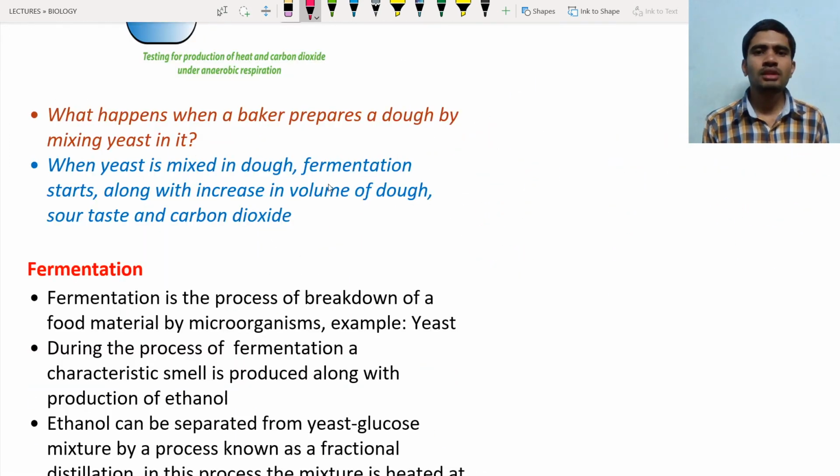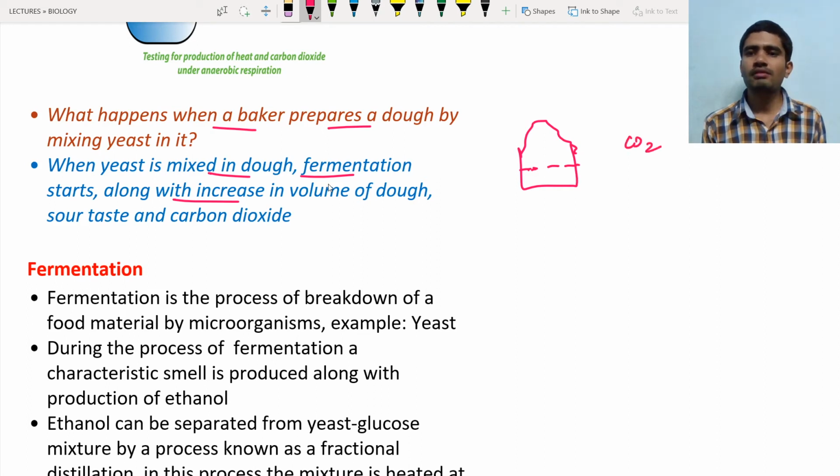So the question is, what happens when a baker prepares dough by mixing yeast in it? When he mixes the yeast in the dough, the fermentation process is going to start. As a result, the volume of the dough is going to increase. Let us consider a container: the dough is at this level, and after the fermentation the size of the dough is going to increase. Why? Because the carbon dioxide will be trapped in the dough.